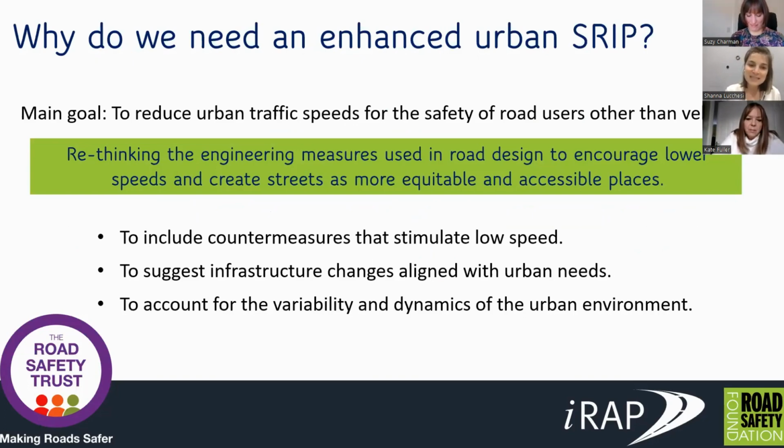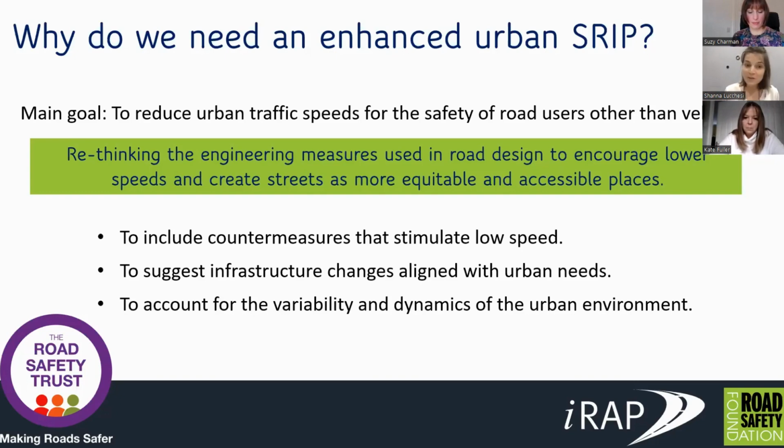As Kate just presented, the project's primary goal is improving the safer road investment plans to ensure that the recommendations provided by iRAP will incorporate solutions for VRUs in urban environments aligned with the safe system and Vision Zero approach. We know that operating speeds play an essential role in VRU safety, so many of the new countermeasures I will show you today will focus on reducing urban traffic speeds for the safety of road users. We truly believe that the urban enhanced STRIP has helped to rethink the engineering measures used in road design to encourage lower speeds and create more equitable and accessible roads.